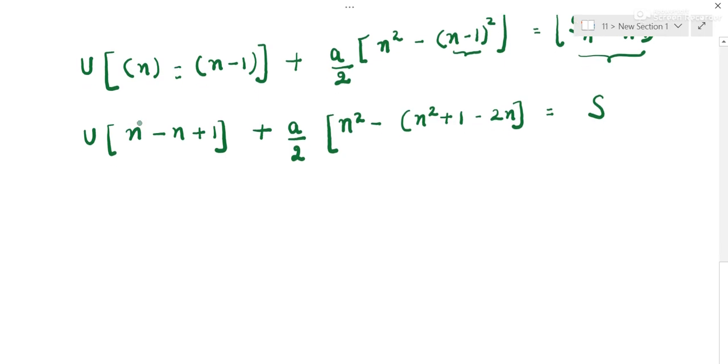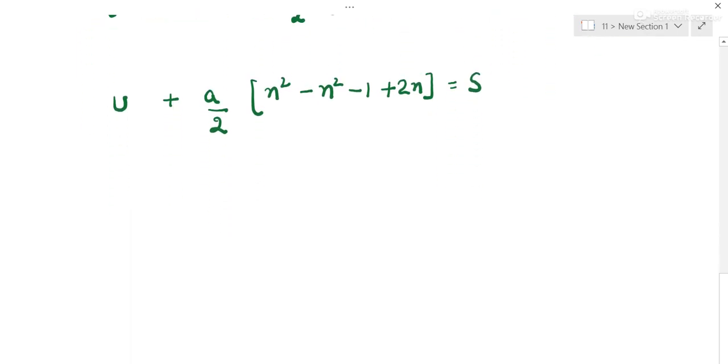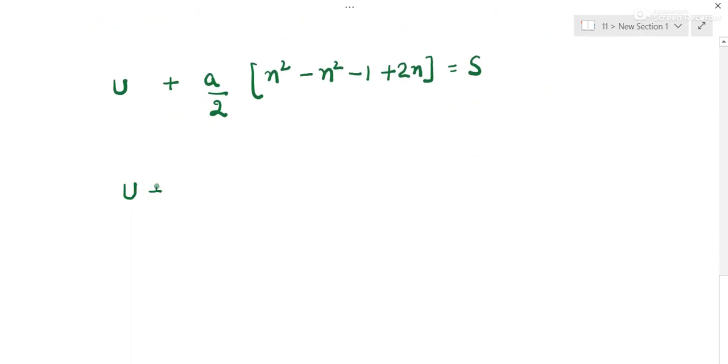So n is cancelled, so it's u. Here it is a by 2. Now we'll again change sign because the negative sign is here. So minus n square minus 1 plus 2n is equal to s. So u plus a by 2, n square is cancelled. So it can be written as 2n minus 1. So this equation is your fourth equation of motion, and this is the equation for distance covered in the nth second.